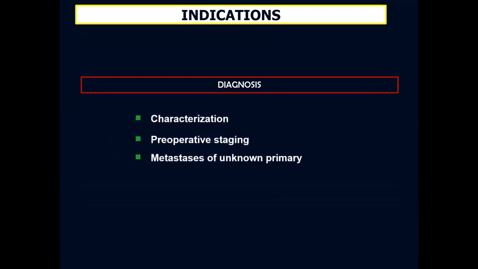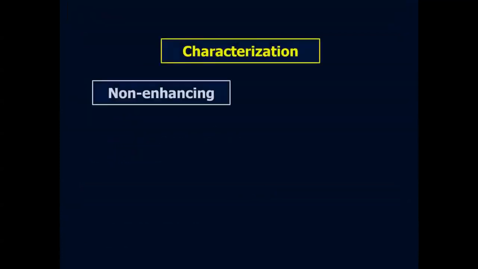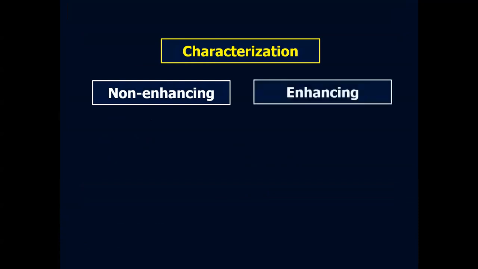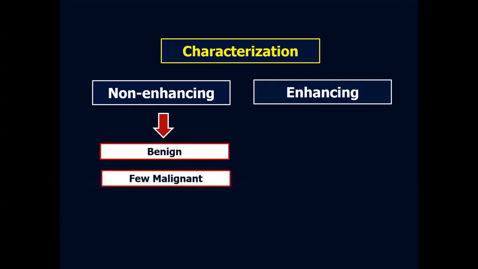And now we move to diagnosis. To characterize breast lesions, we classify them into non-enhancing lesions and enhancing lesions. The non-enhancing lesions are almost always benign, with very few exceptions of malignant lesions which do not show contrast uptake, and these include some low-grade DCIS and invasive lobular carcinoma.